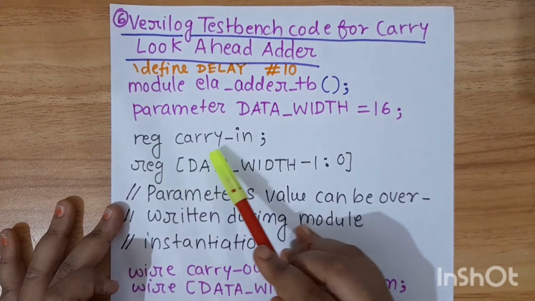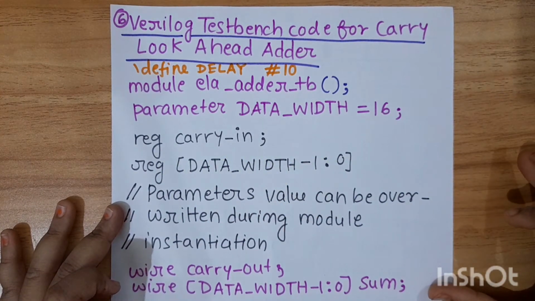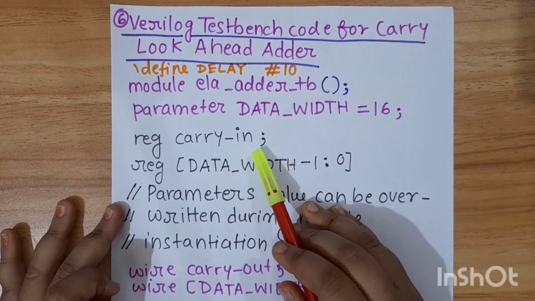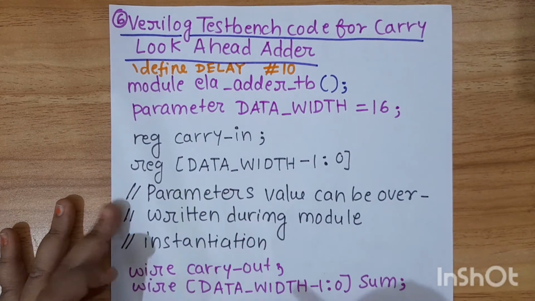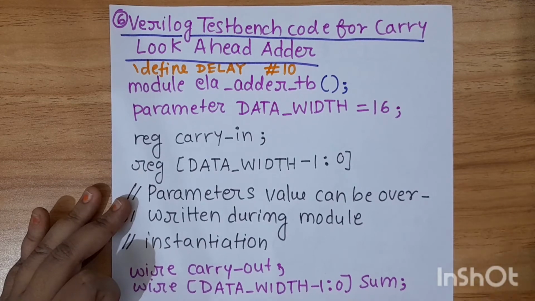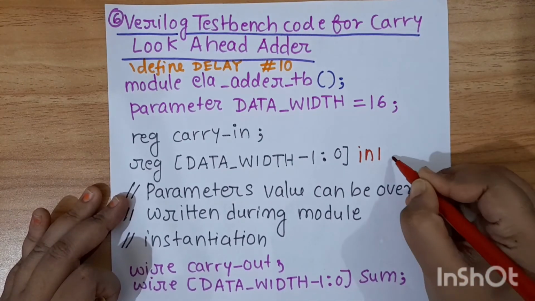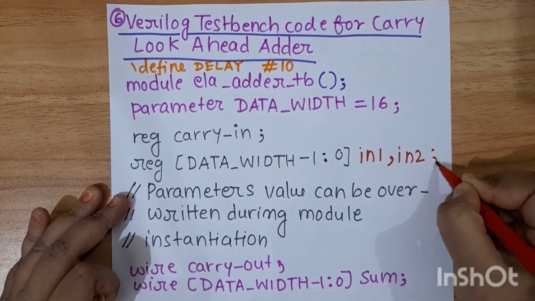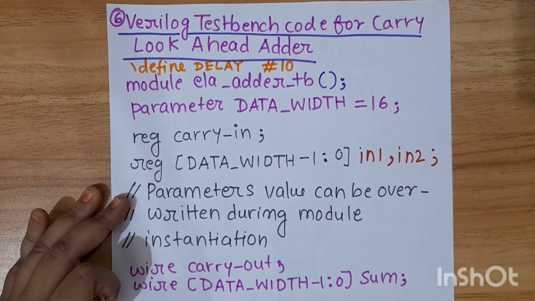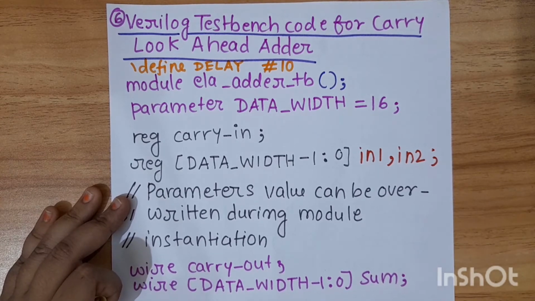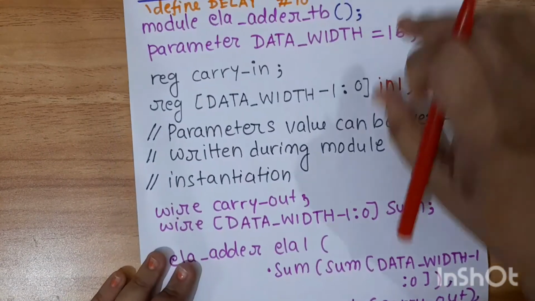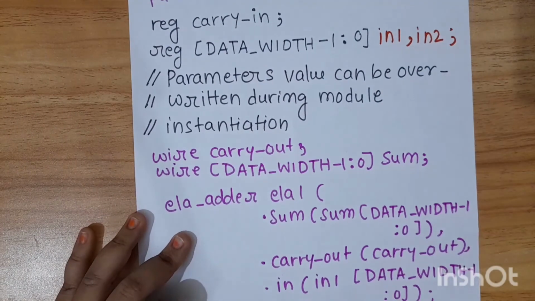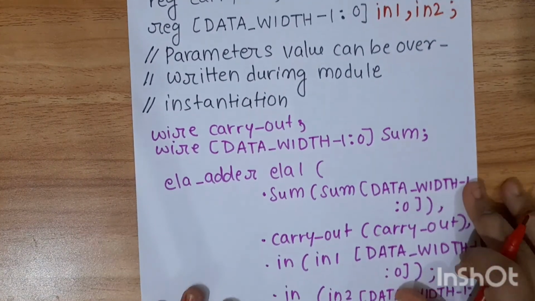Now reg carry_in. reg carry_in is the carry in. It is of registered type, and reg [data_width-1:0] in1, in2;. So the inputs are of reg type and they are data_width-1 down to 0. Now parameter values can be overwritten during the module instantiation. That is, this parameter will be overwritten when we instantiate the CLA adder.